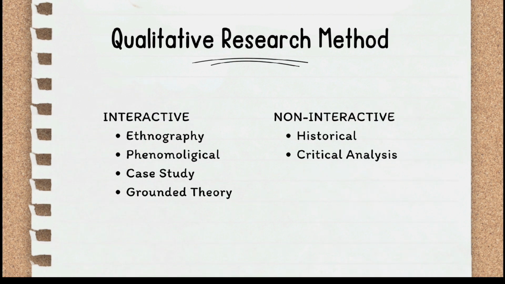Okay, we move to the qualitative research method, the second type of educational research. They are interactive and non-interactive. In interactive, there are four kinds. The first is ethnography, phenomenological, case study, and grounded theory. What is ethnography?